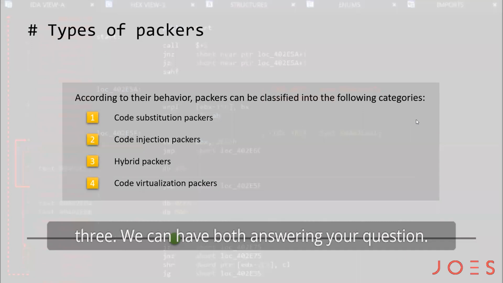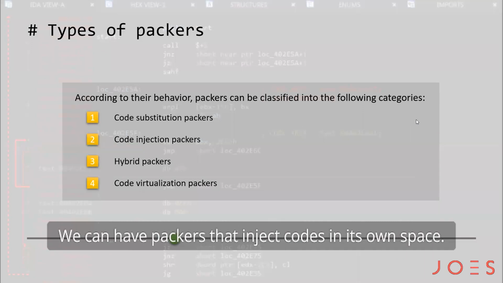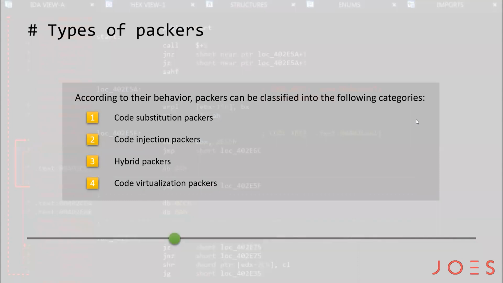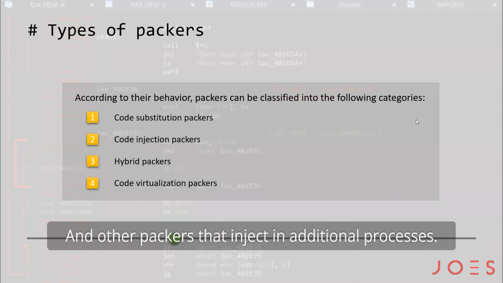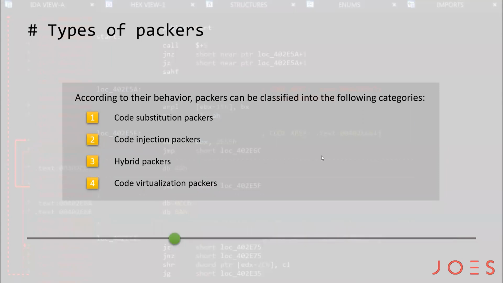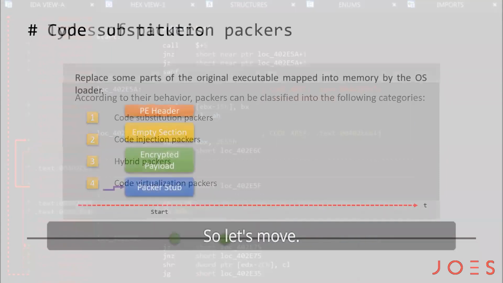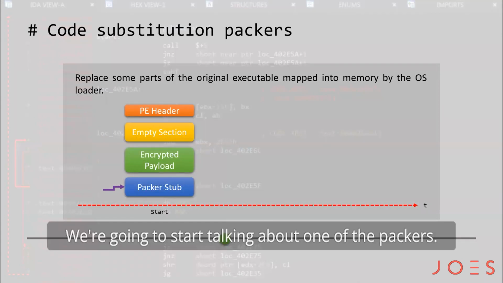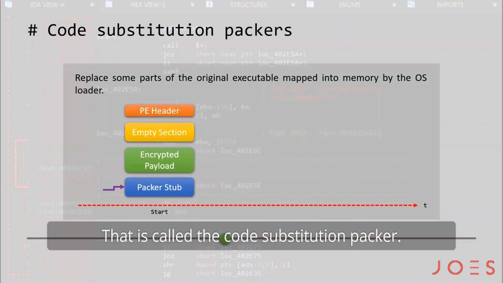We can have both, answering your question. We can have packers that inject code in their own memory space and other packers that inject code in additional processes. Actually, it's kind of similar. I'm going to explain both of them here. So let's move on. We're going to start with one of the packers, called the code substitution packer.